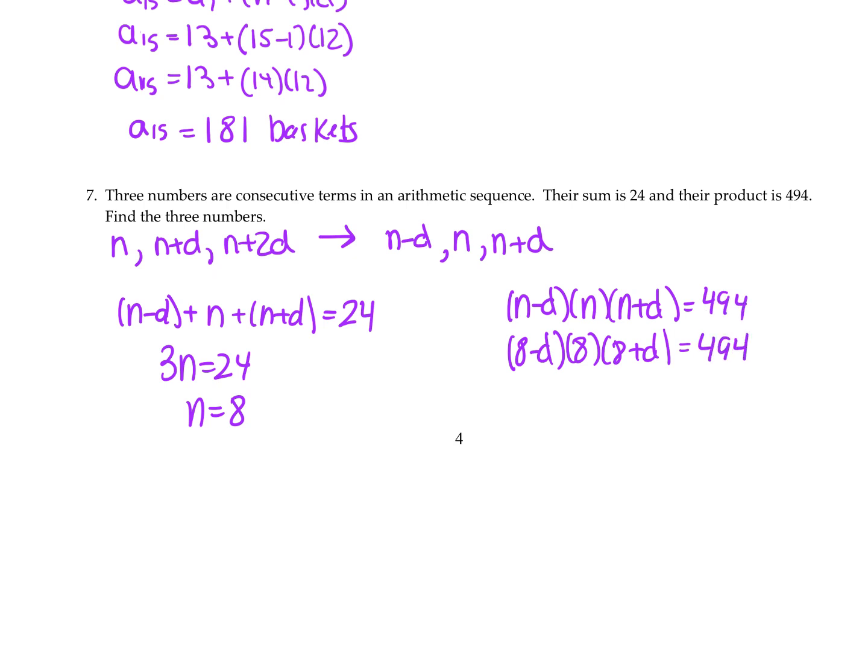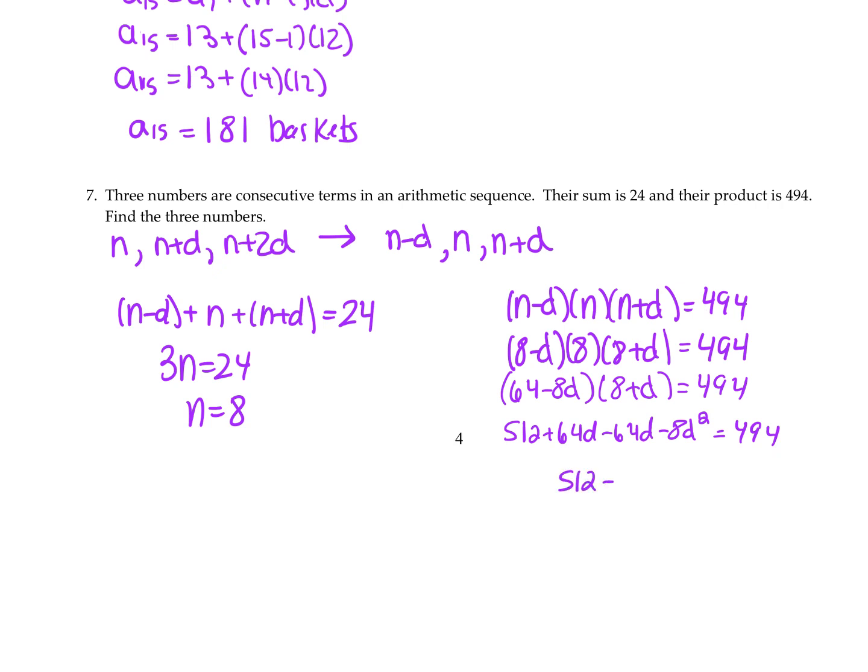All right, so let's multiply this out. So I'm going to have 64 minus 8d times 8 plus d. So I'm going to have 512 plus 64d minus 64d plus, actually minus 8d squared equals 494. So I'm going to have 512 minus 8d squared equals 494.